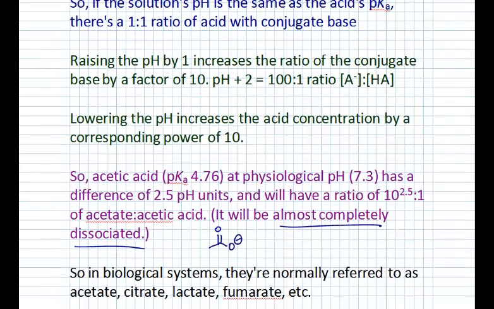So that's why in biological systems, even though these carboxylic acids are so important, your biology textbook will refer to them as acetate and citrate and lactate and fumarate and things ending in ate like that, because we're talking about the carboxylate ion. Right? This is acetate. Okay? So if I have an acid with a pKa that's up closer to 7, we'll have more of a mixture of dissociated and undissociated. Okay? That'll be important when we talk about amino acids at the end of the course.